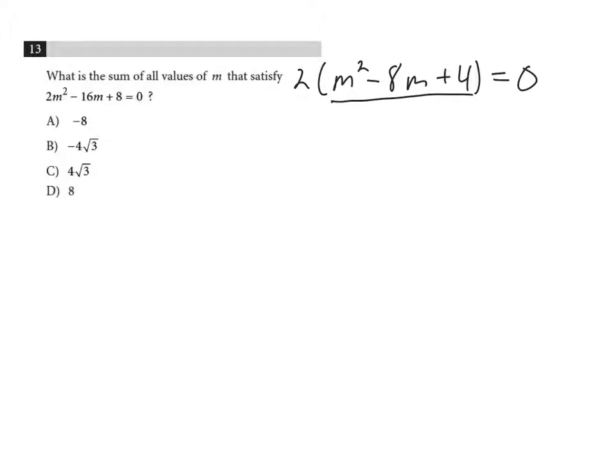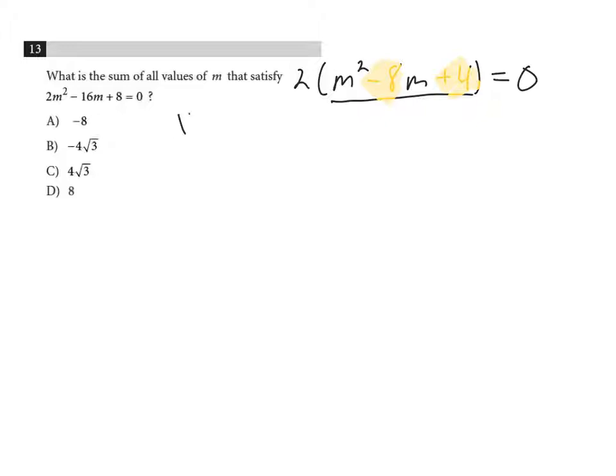We need to solve this piece. Now, if a is 1, which it is in this case, we look for two numbers that multiply to c and add to b. Unfortunately, there are no numbers that multiply to 4 and add to -8. Or there are, but they're not whole integers. So we're going to have to use the quadratic formula. That's not too bad. I hope you remember the quadratic formula.